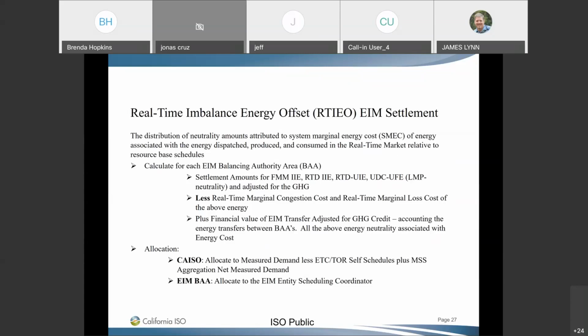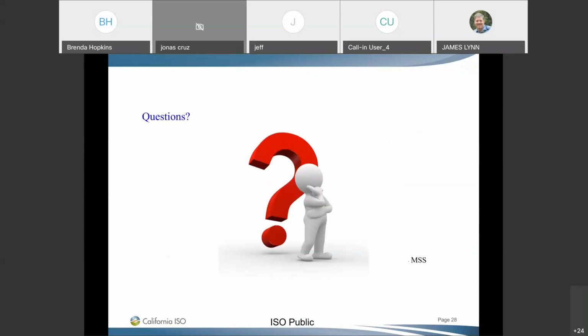for that over-collection. If I under-collect, that means I have to go and get more money, or the market itself, or settlements, is not neutral, and we have to figure out where we're going to get that extra collection. So that's all these charge codes are designed to do: to make sure that I've collected enough dollars from the demand that is consuming the energy in order to pay the supply that is providing that energy. And that's it.